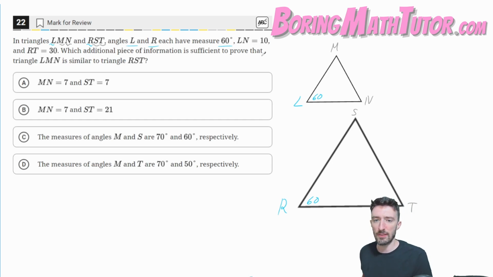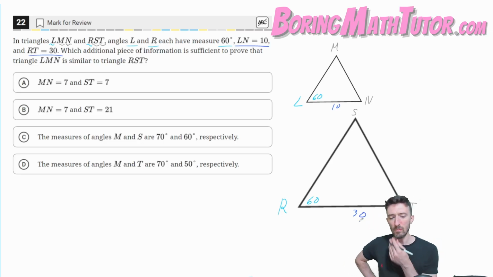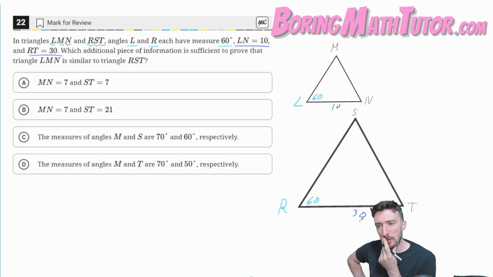Now, what else did they give us? They told us that LN is 10, so I'll put a 10 down here, and that RT is 30, so I'll put a 30 right there. Okay, so now they want to know which additional piece of information we would need in order to prove that these two triangles are similar. Now, one way to prove triangles are similar is by getting two pairs of angles.